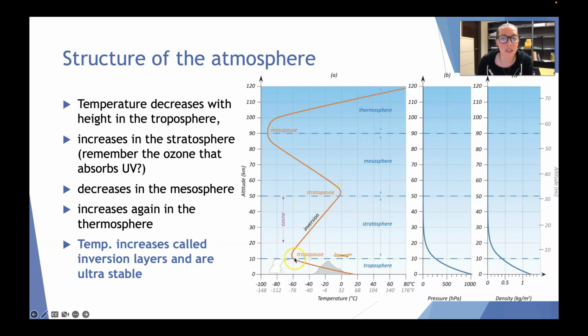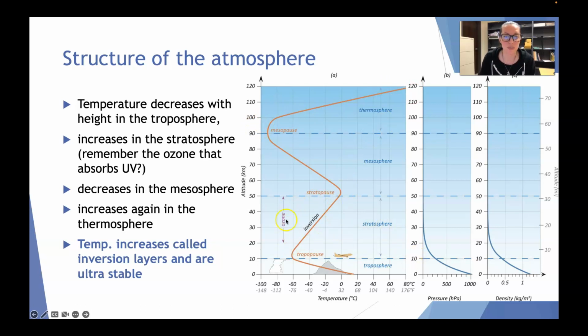Then we can see here that there is a slight inversion, or an increase in temperature as we go up, and this is in the stratosphere, right? We talked about the ozone layer in class last time. And remember that ozone absorbs UV radiation. So when it's absorbing sunlight, it warms up that layer. And then the temperature decreases again in the mesosphere. We have the mesopause, and it increases again in the thermosphere.